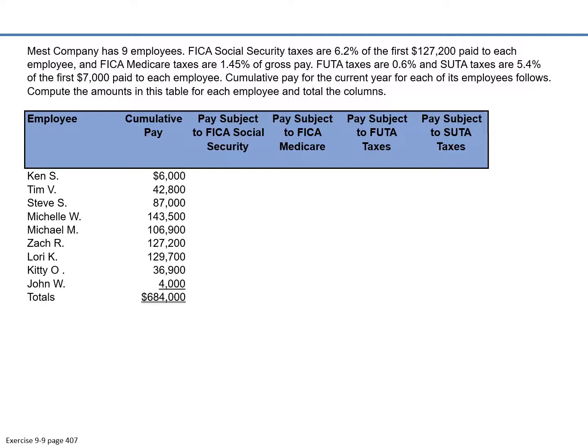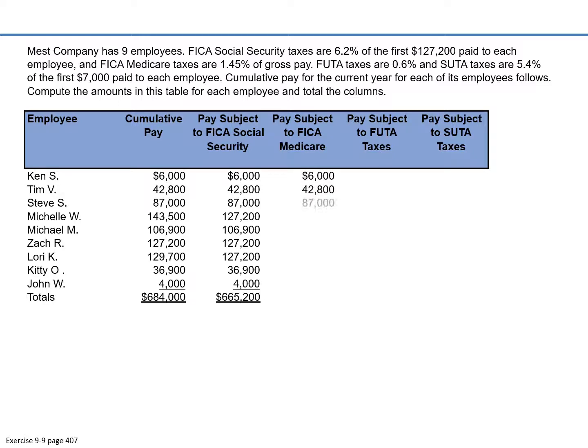So, subject to Social Security is up to $127,200 for each employee, right? Ken made $6,000 total year to date, so all $6,000 is subject to Social Security. For Tim, all $42,000 is subject. For Steve, all $87,000 is subject. For Michelle, only $127,200 is subject. Michael, all $106,900. Zachary, all $127,200. Lori, only $127,200 of that $129,700 is subject to Social Security. All of Kitty's wages and all of John's wages are subject. So we have $665,200 subject to Social Security.